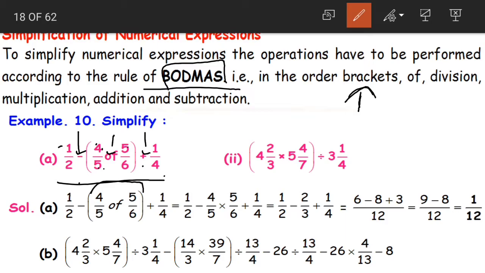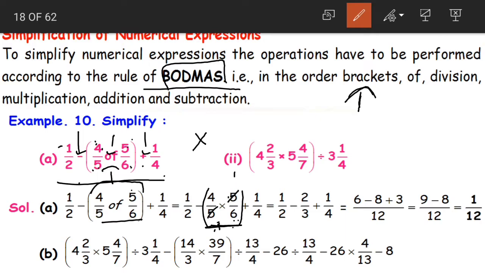Now 4 by 5 of 5 by 6. What is 4 by 5 of 5 by 6? It is nothing but we have learned, right? In fractions when we use of, we mean multiplication. So it turns into 4 by 5 into 5 by 6. Yes, clear? 4 by 5 into 5 by 6. Now again, this was in the brackets, right? So we'll completely solve this one.